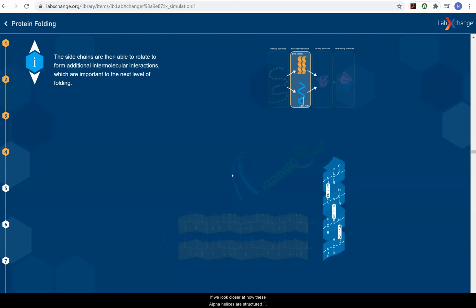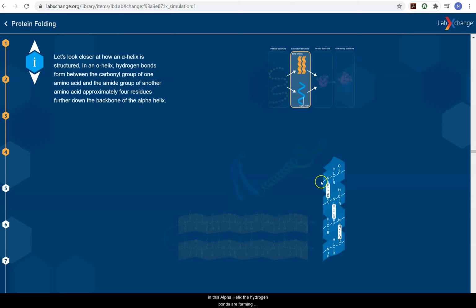So if we look closer at how these alpha helices are structured, in this alpha helix, the hydrogen bonds are forming between the carbonyl group of one amino acid and the amide group of the other one. And that other amino acid is about 4 amino acids down the sequence from that first amino acid. That holds it in this really nice tight spiral.